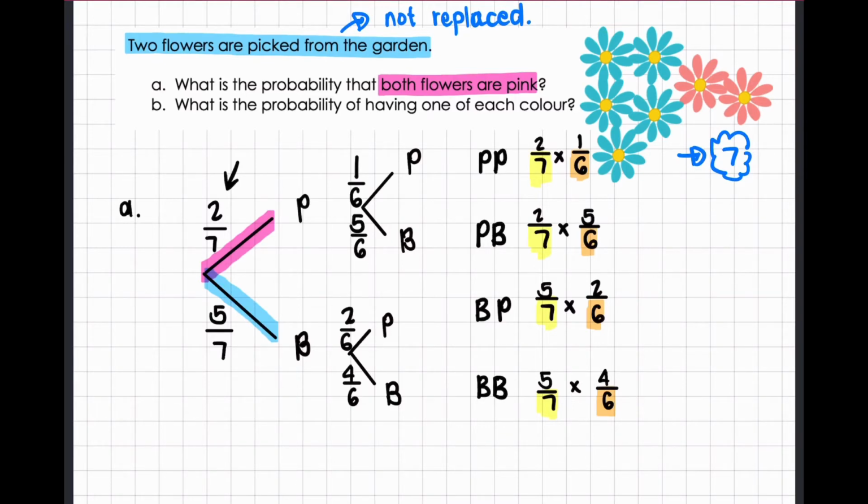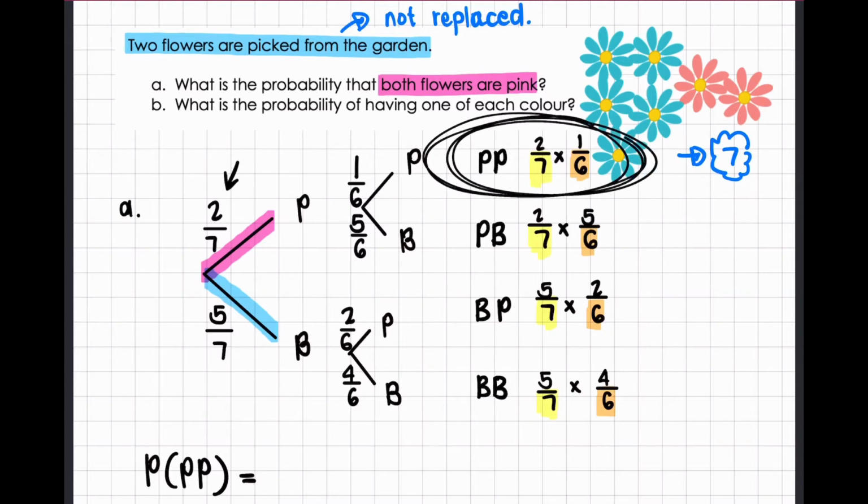Now, for the question that says, what is the probability of pink, pink? There's only one option of both the flowers being pink, and that would be 2 out of 7 multiplied by 1 over 6. 2 times 1 is 2. 7 times 6 is 42. Simplified would be 1 out of 21. So that would be the probability of pink, pink.